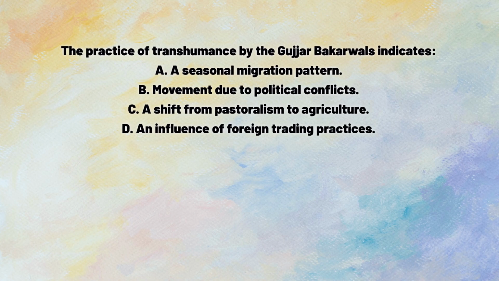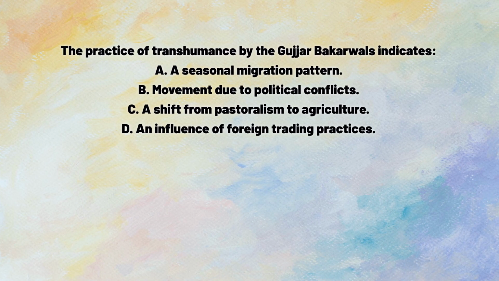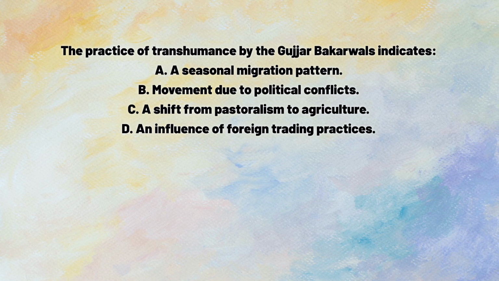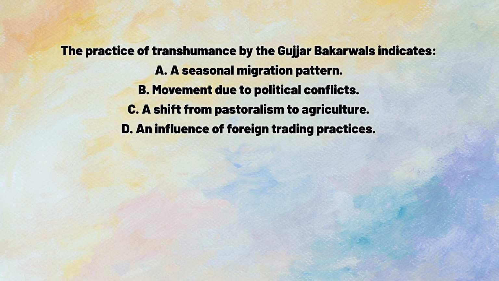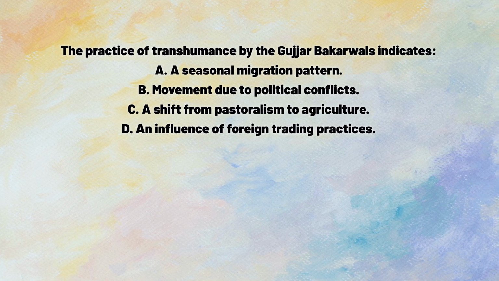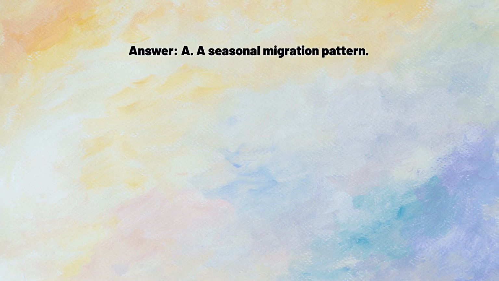The practice of transhumance by the Gujjar Bakarwals indicates: A. A seasonal migration pattern. B. Movement due to political conflicts. C. A shift from pastoralism to agriculture. D. An influence of foreign trading practices. Answer: A. A seasonal migration pattern.